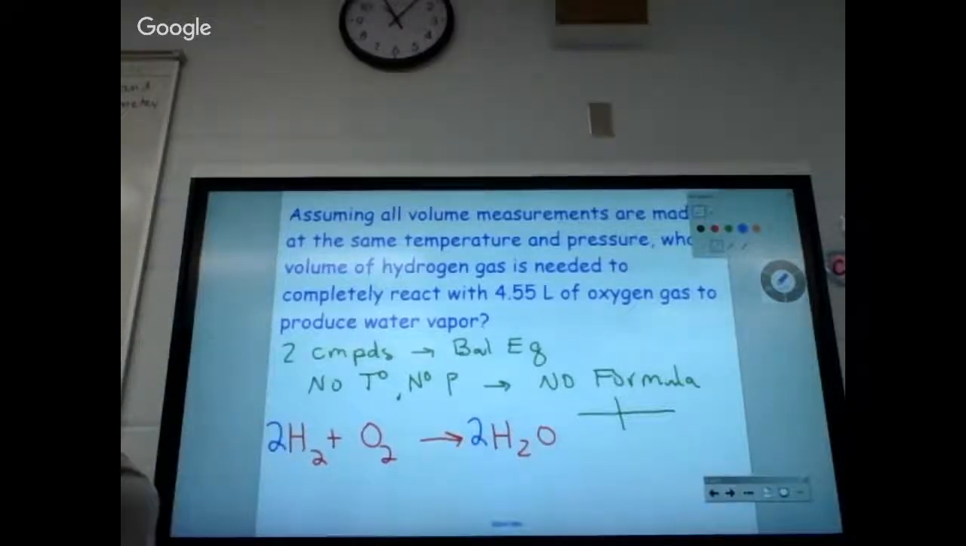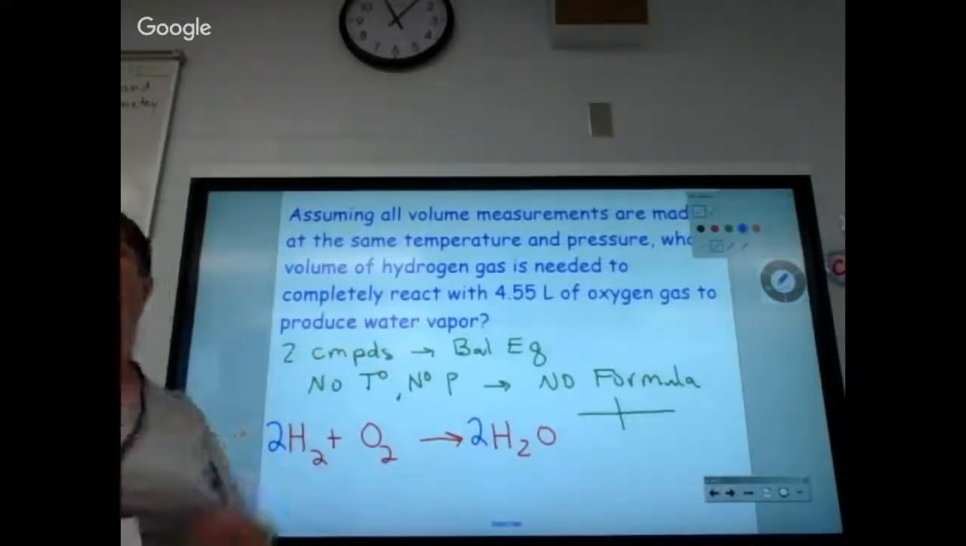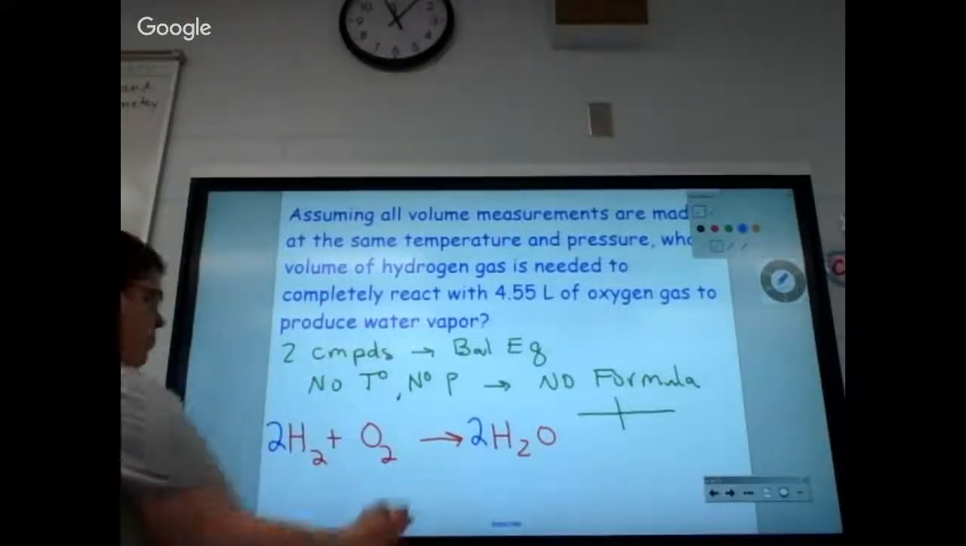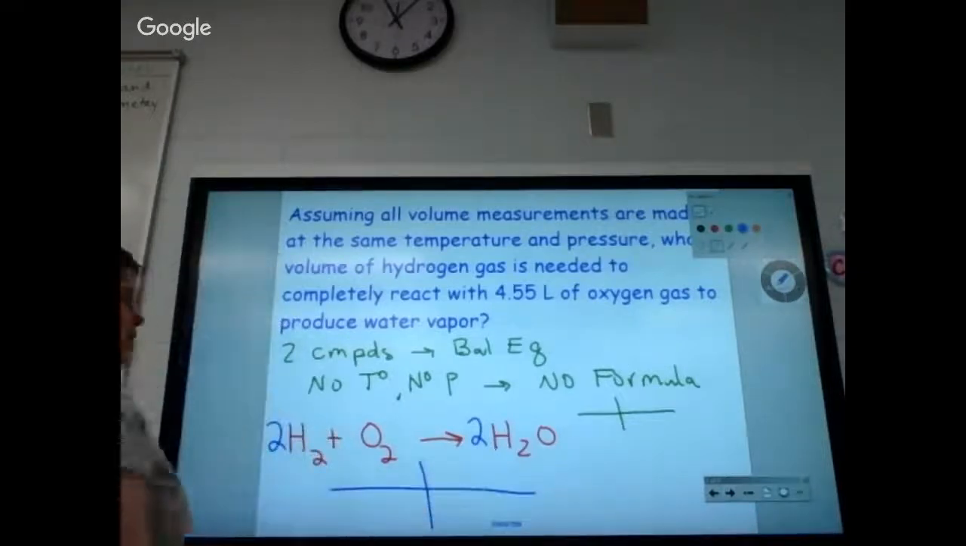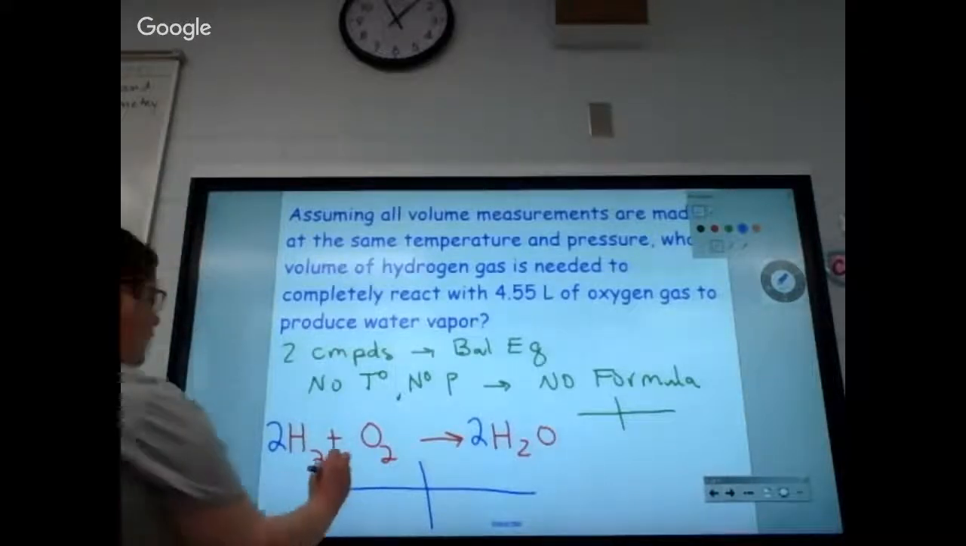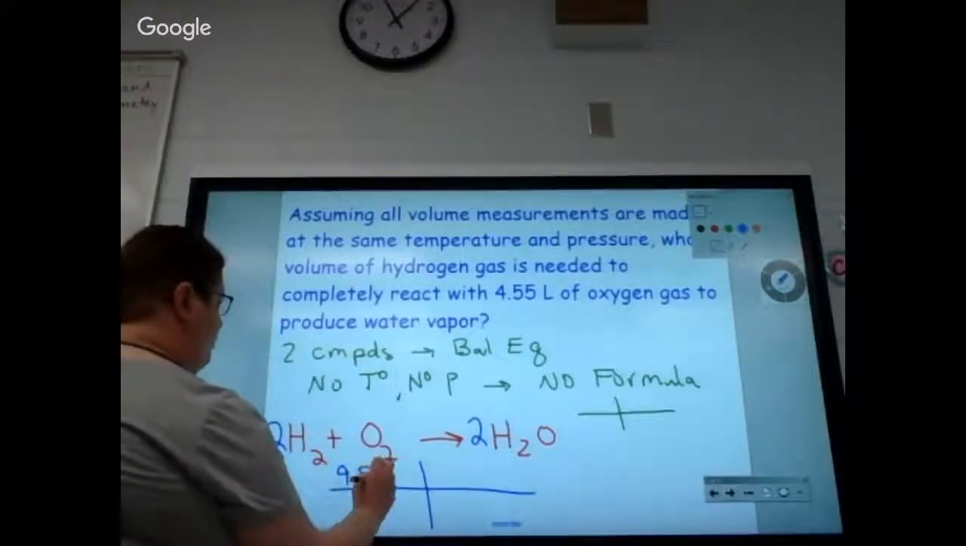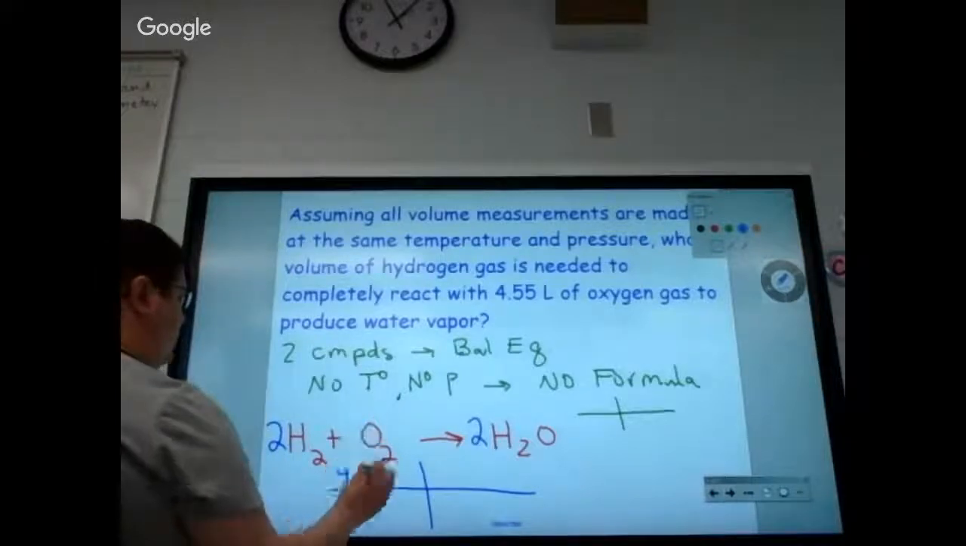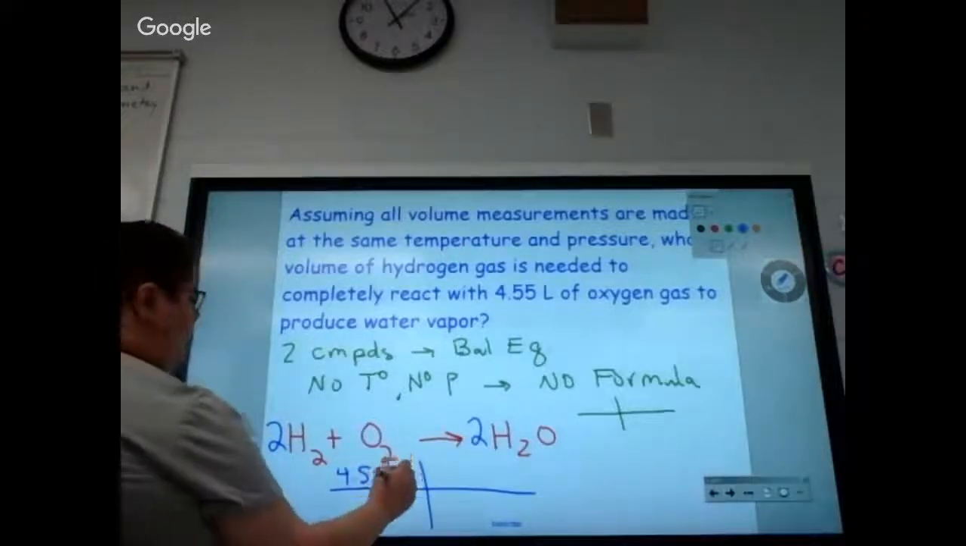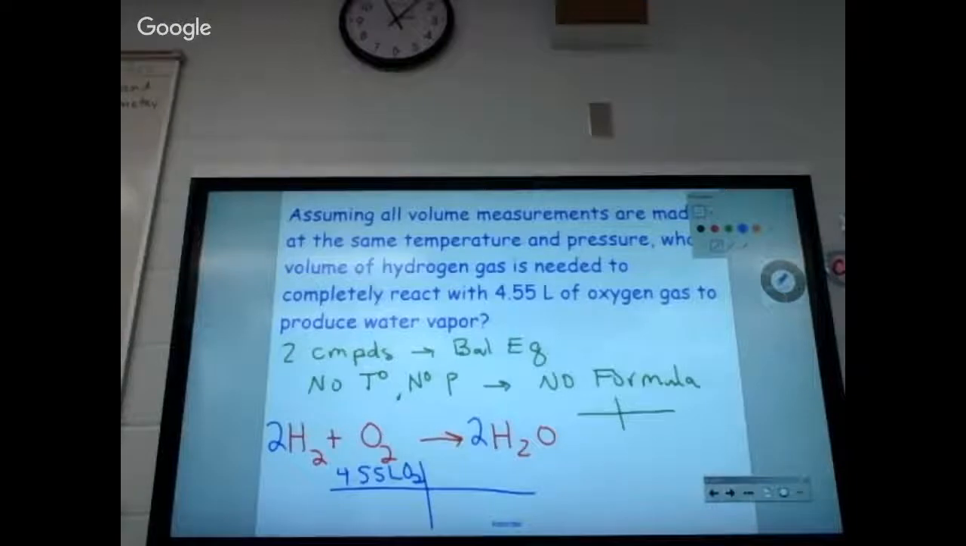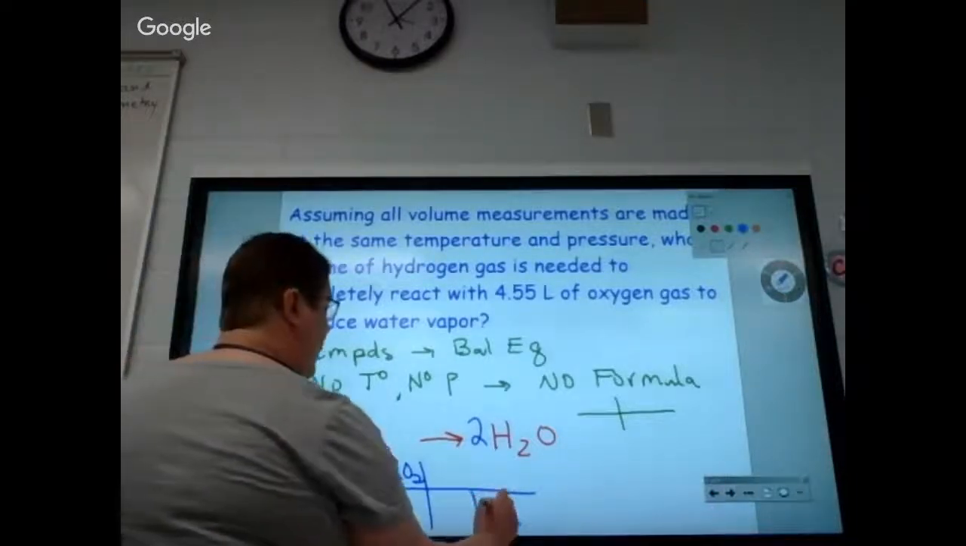2. Fabulous. All right, so we already said there's no temperatures and no pressures, so we have to use a what? So I'm going to draw a T-chart. What always goes on the top line of my T-chart? Whatever I've got for my data. So what do I have? 4.55 I heard. And what's the unit? Liters of oxygen. Okay, so where does liters of oxygen always have to go? Bottom. Liters of oxygen.